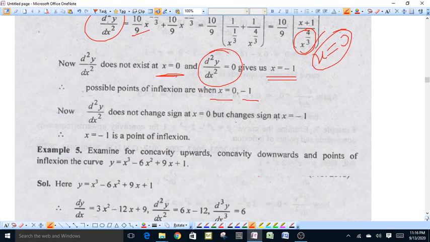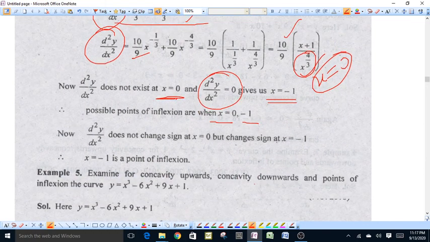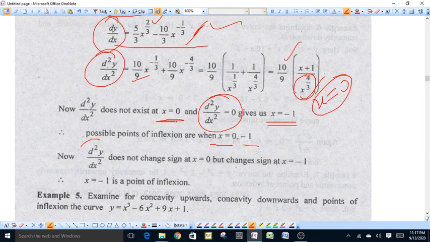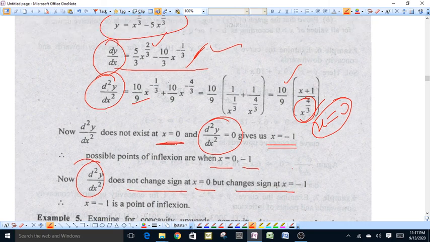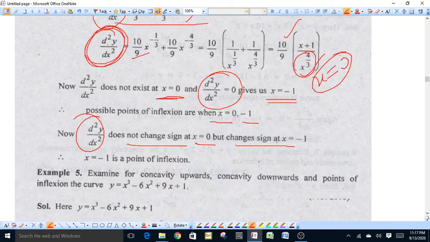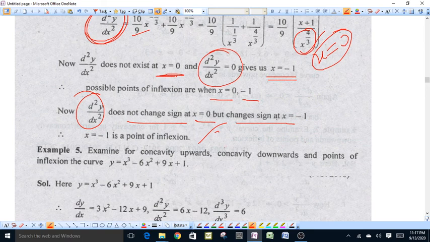Let us check. Second order derivative does not change sign at x equal to 0 but changes sign at x equal to minus 1. When x is slightly less than minus 1 and x is slightly greater than minus 1, d2y upon dx square changes its sign. This means x equal to minus 1 is a point of inflection.